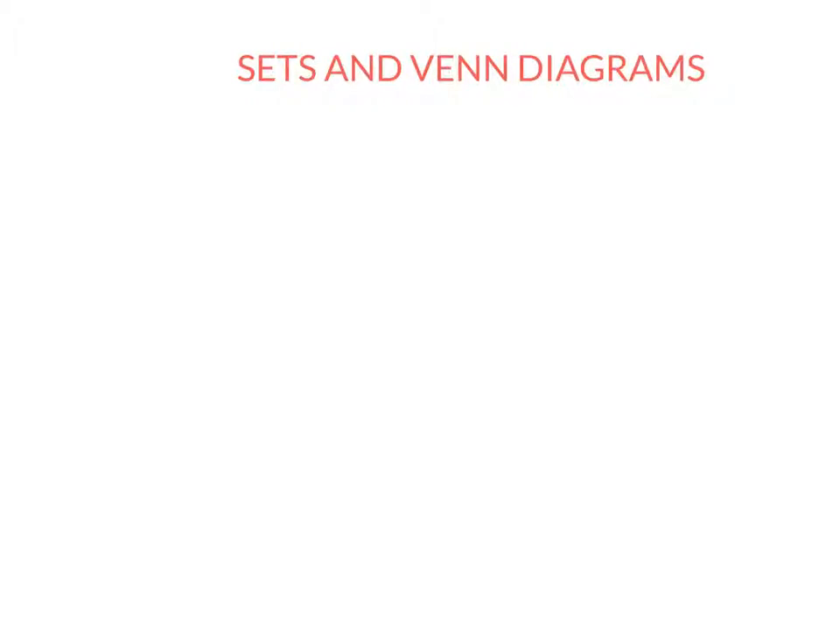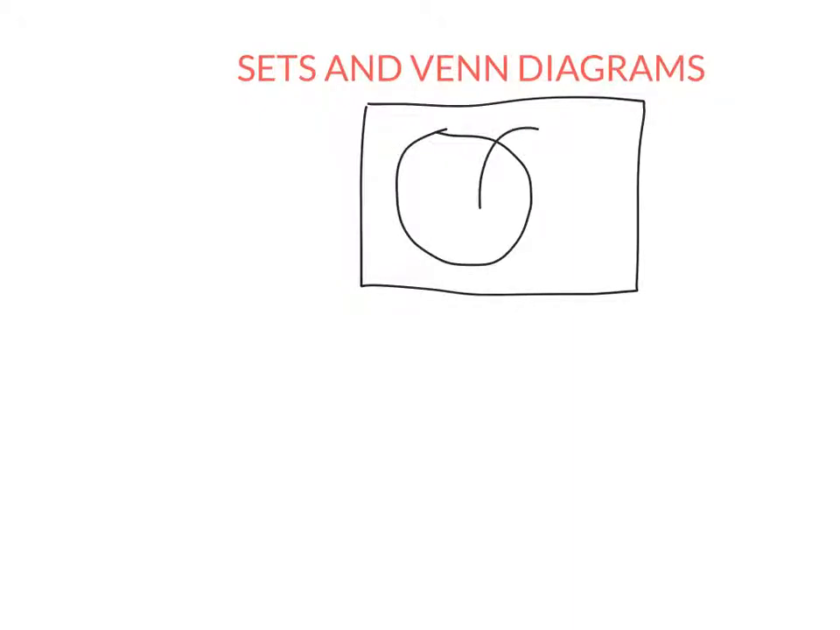Sometimes things will be in more than one set. That's when it's helpful to draw a Venn diagram. A Venn diagram looks like this. It's got a rectangle and it's got two circles that represent sets. We usually call them A and B.